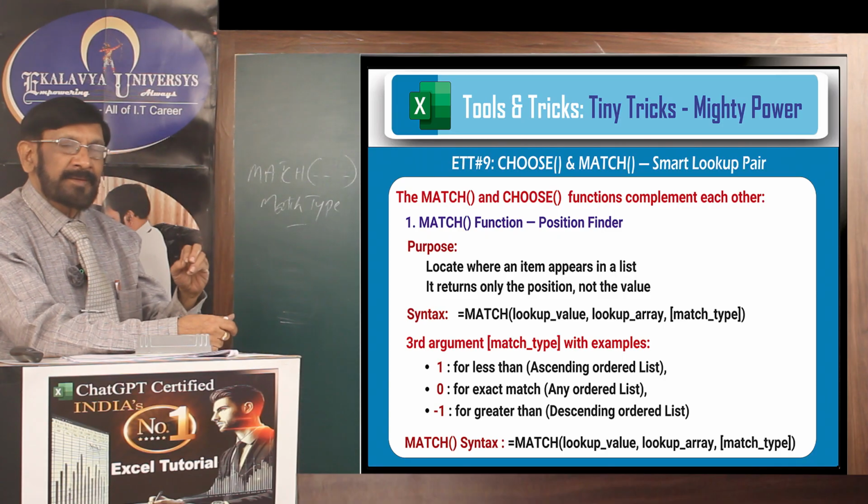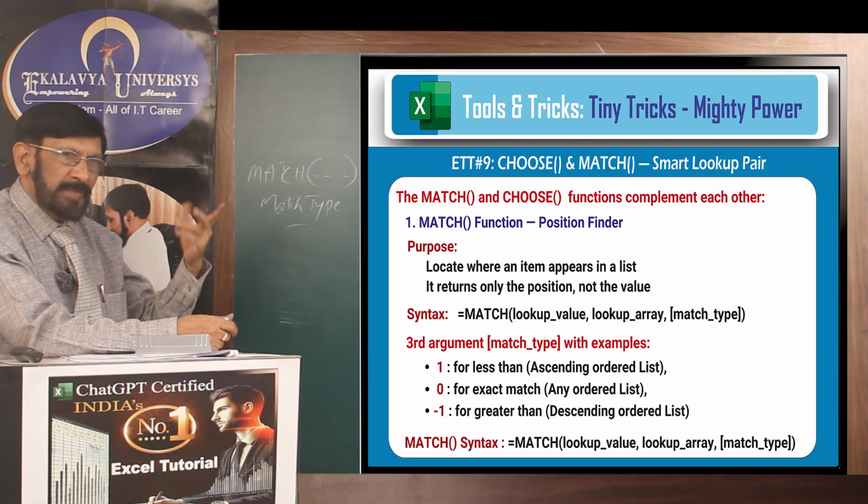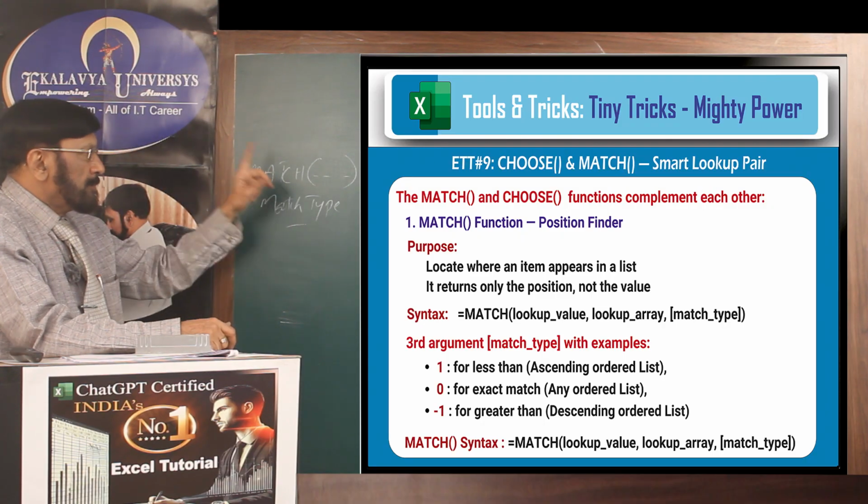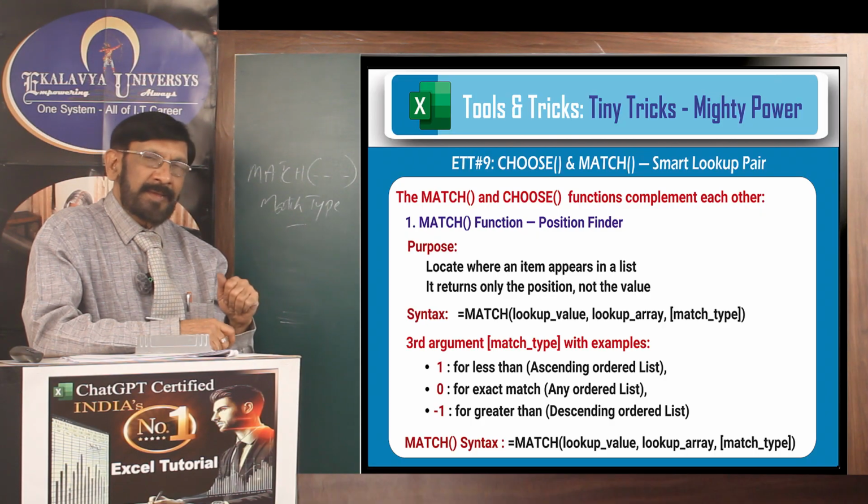Certain lists are unsorted lists. That means there is no specific order for them. But the match function can deal with all three types of lists.